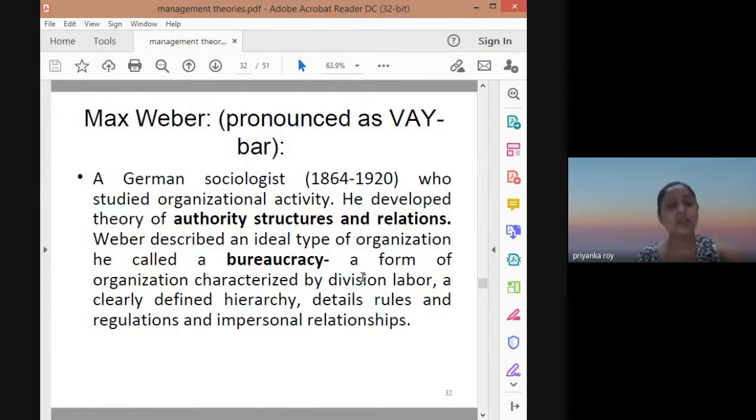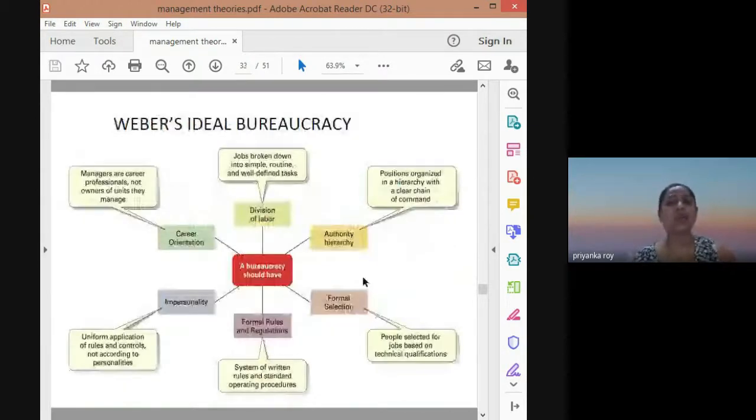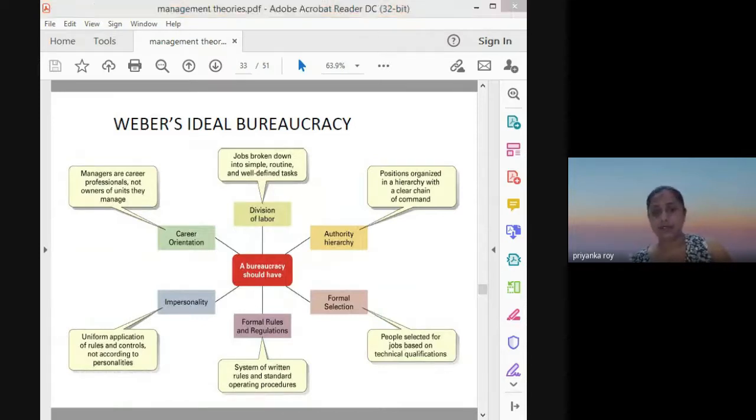Now, human relation theory also says that. Okay, let me explain here a little bit. Weber's idea of bureaucracy. Just hold on. I'll just get back.